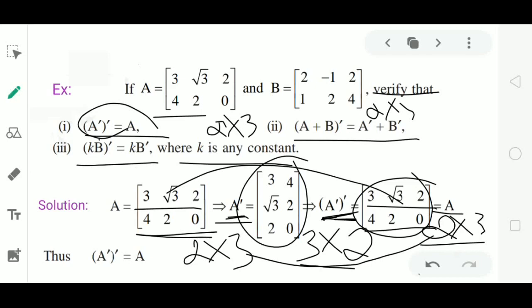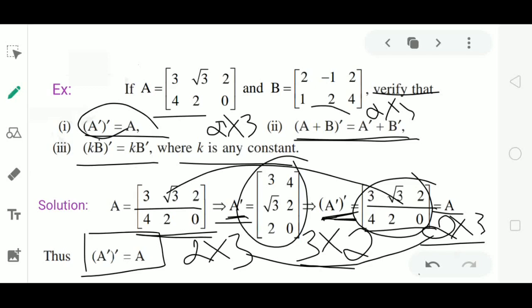Also it is easy to understand that interchanging rows and columns of any matrix 2 times will give the same matrix. Therefore A dash whole dash is always equal to matrix A. This proves the first property. For the next one, A plus B whole dash is equal to A dash plus B dash.